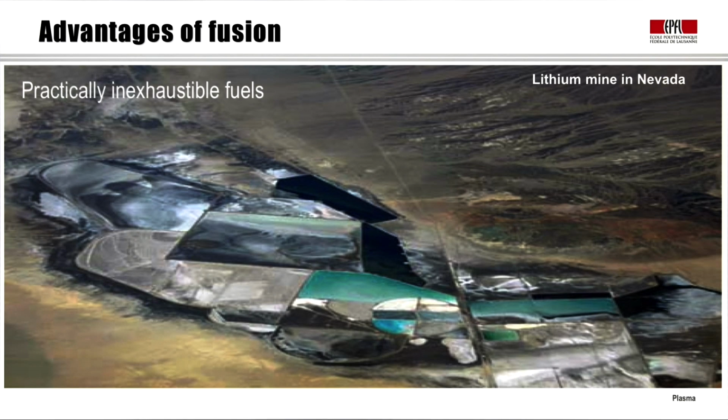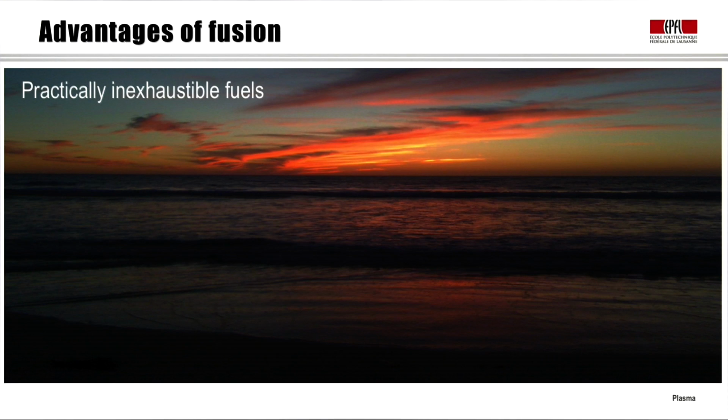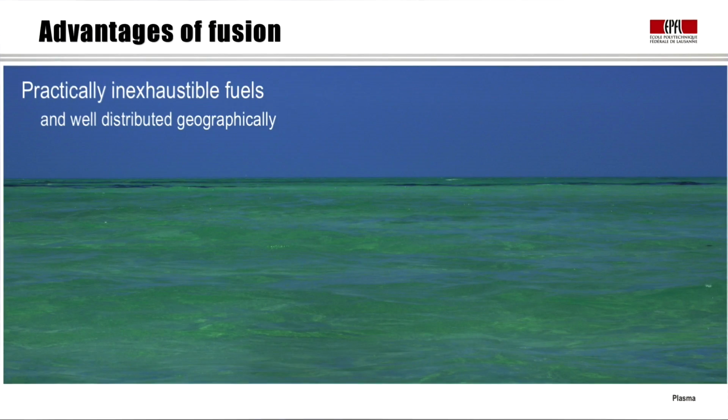Because of this huge energy density and because of the amount of fuels that we have available on Earth, fusion is practically inexhaustible in terms of its fuels. The picture here shows a lithium mine in Nevada, so lithium can be mined in the Earth's crust. But both lithium, in fact, and deuterium can be found in ocean water. Ocean water is everywhere, almost everywhere, and in large amounts. The two pictures of different oceans here remind us that ocean water is very well distributed geographically, as opposed to fossil fuels. So not only are the fuels practically inexhaustible, but they are also extremely well distributed geographically.